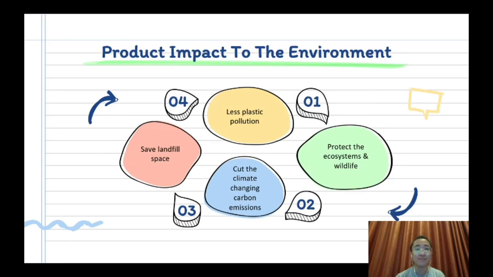This is the product impact on the environment. The first one is it can protect the ecosystems and wildlife, and then it can cut the climate-changing carbon emissions. After that, it can save more landfill space, and there will be less plastic pollution.